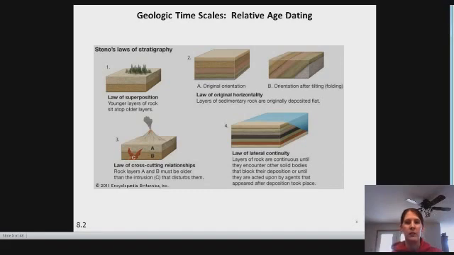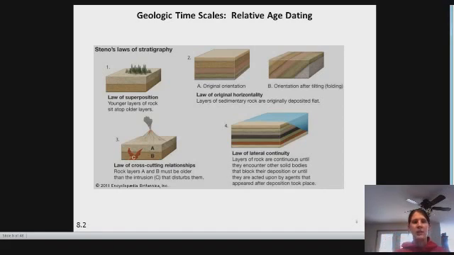The second is the law of original horizontality. This is the idea that layers of sedimentary rock are originally deposited flat. So if you had a slope, and you poured a bunch of sand on the slope, it would all slide down and start depositing horizontally at the bottom, right? Because of gravity and the way it impacts that sediment. So the idea is that everything is always deposited horizontally. So if you have rock beds that are tilted or angled or folded, they weren't always like that. Some force acted on them to move them from horizontal to tilted.